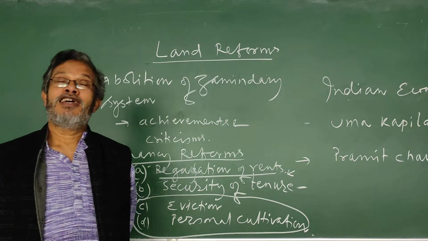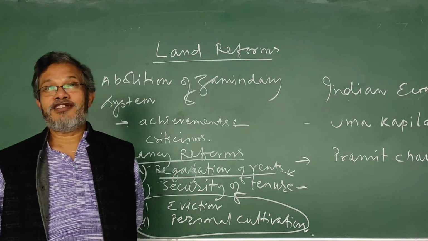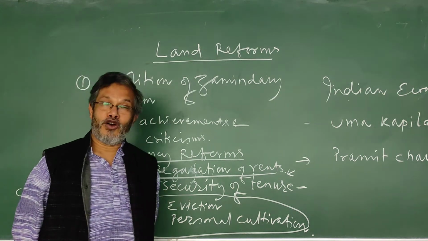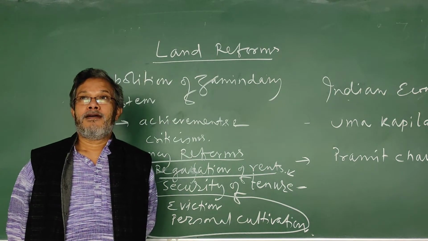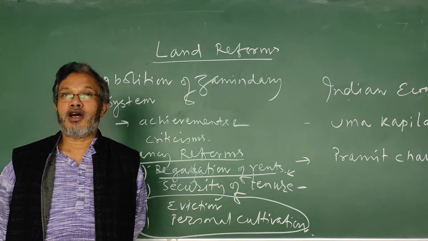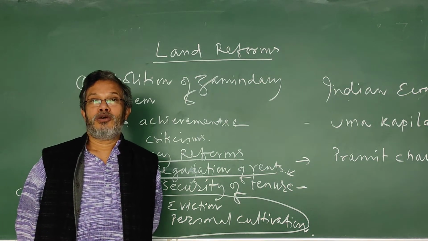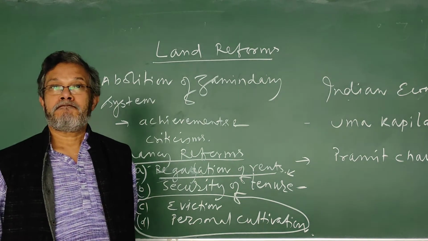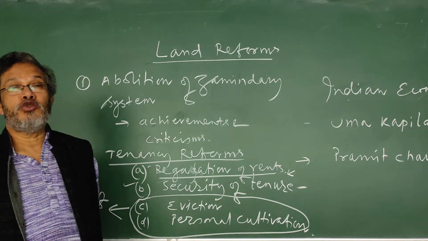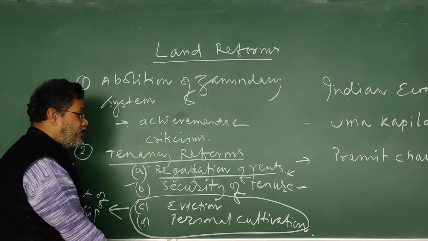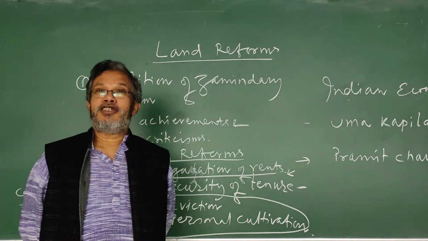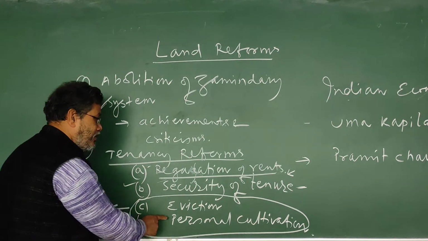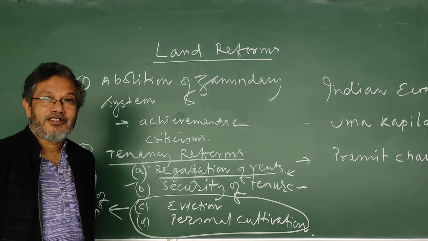If the tenant fails to pay the rent, or if the landlord wants to cultivate the land with his own or family labor, then they can resume the land. The next part will come, that is called resumption of land for self-cultivation, resumption of land for personal cultivation.